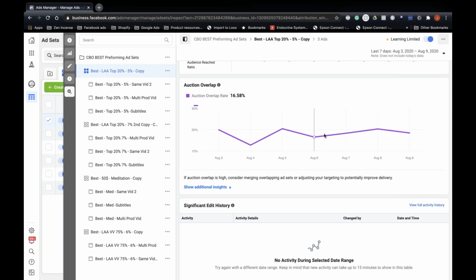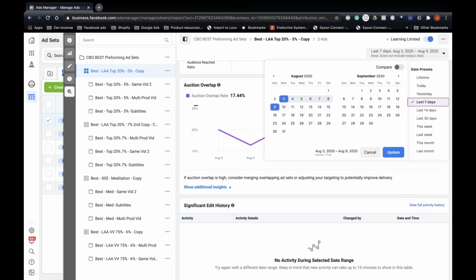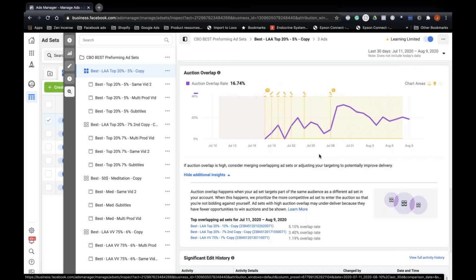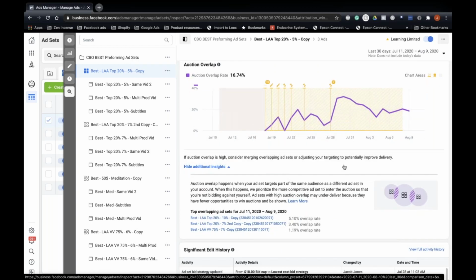All right, now do this month so we can see what's going on. See if this is recent that this just popped up. Yeah, so that jumped right around July 28th. Your auction overlap went way up with yourself. Yeah. That's only against you. So hit show additional insights there. That'll tell you which one. So now you're overlapped with these audiences. Okay.